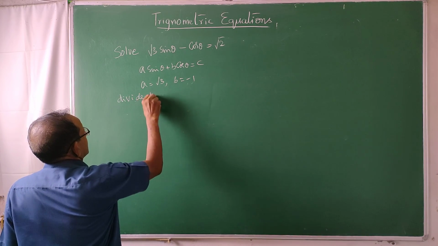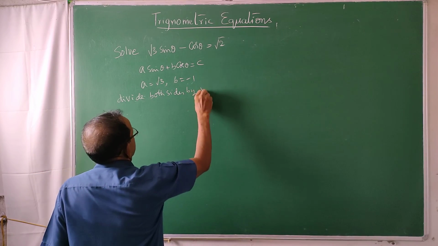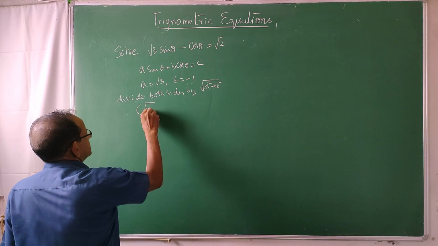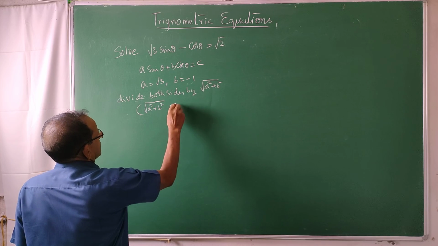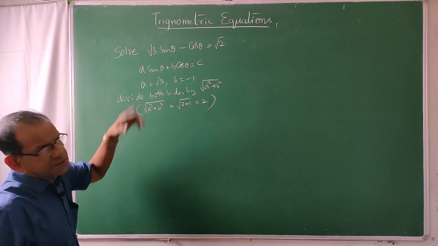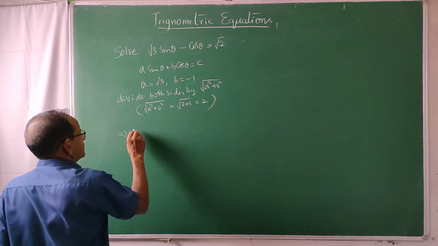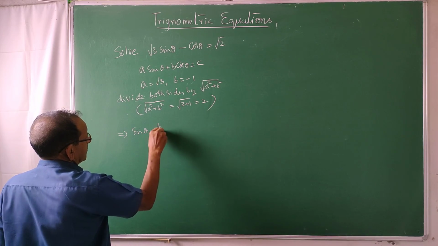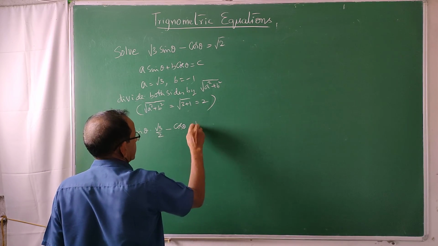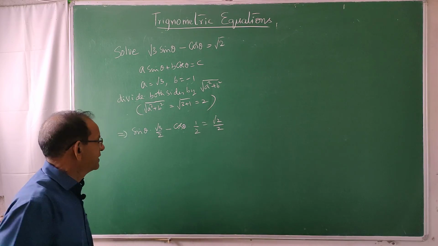So divide both sides by root of a square plus b square. What is root of a square plus b square here? That is root of 3 plus 1 equal to 2. So I have to divide both sides by 2 in the given equation. That implies sin theta into root 3 by 2 minus cos theta into 1 by 2 is equal to, right side, root 2 by 2. Right side also we have to divide.